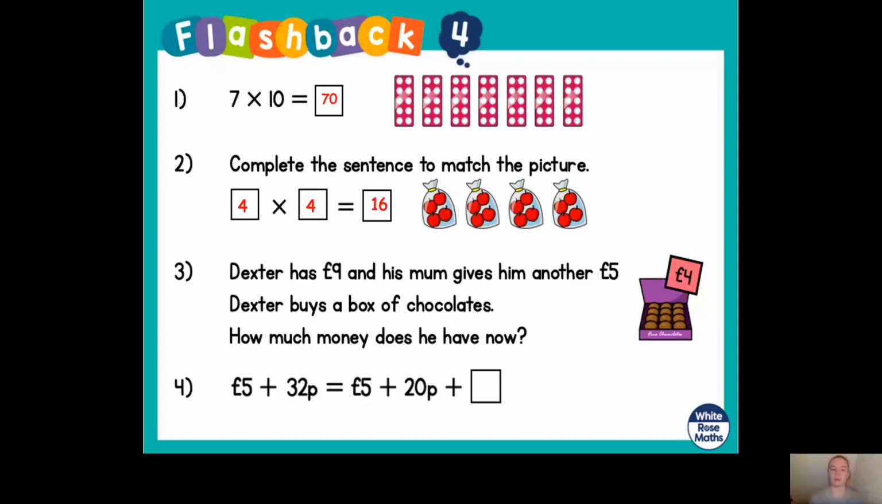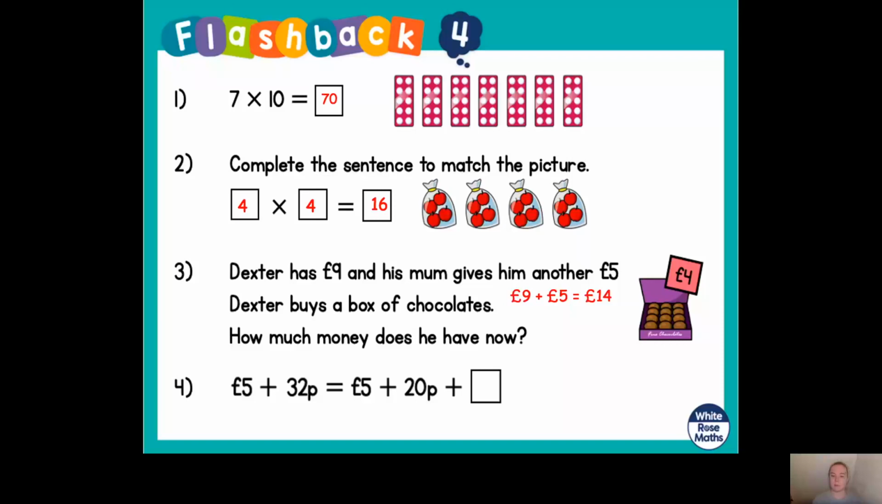Now, number 3, the slightly trickier one. So let's do the first part. Dexter has £9 and his mum gives him another £5. So his mum is going to be giving him more money than he already has. So therefore, we need to do addition. We need to do £9 plus £5 because he started with £9 and his mum gave him £5 more. So £9 plus £5 equals £14.